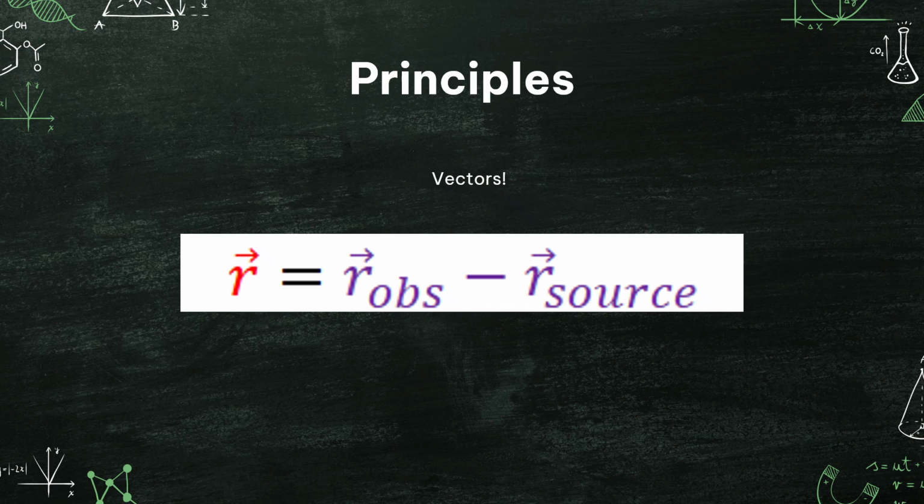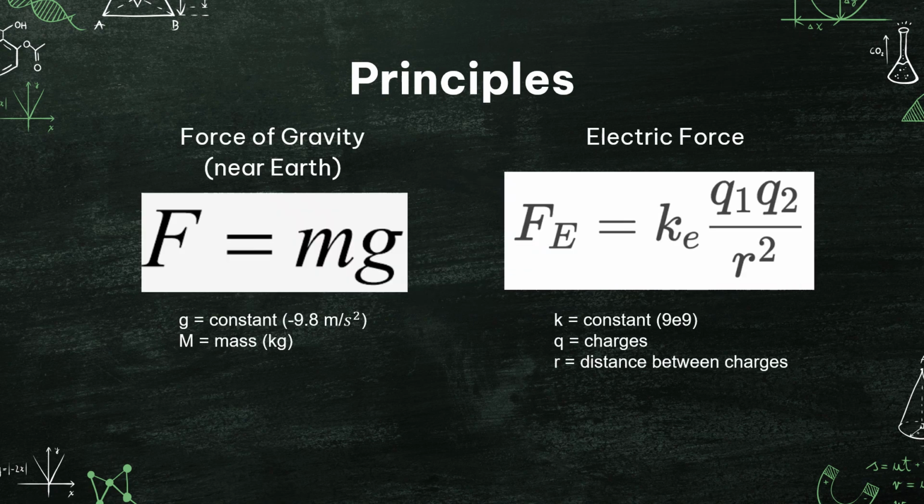Another important physics principle is understanding how vectors work and how when you're subtracting them, it goes from the location that you're observing minus the location that the charge is coming from. Now, the important forces to know for this lab are the force of gravity seen on the left and the electric force seen on the right.